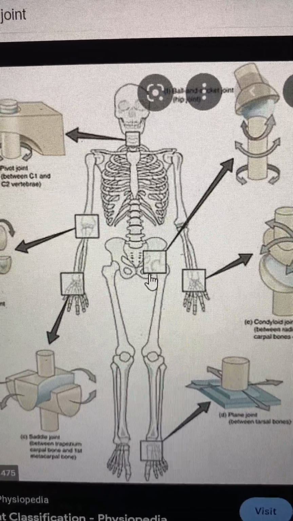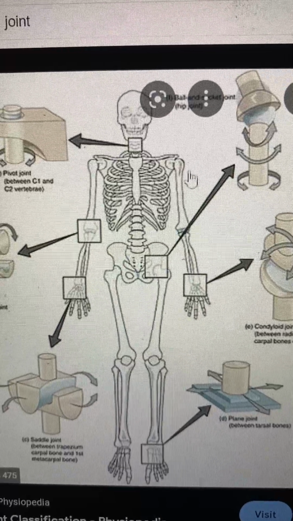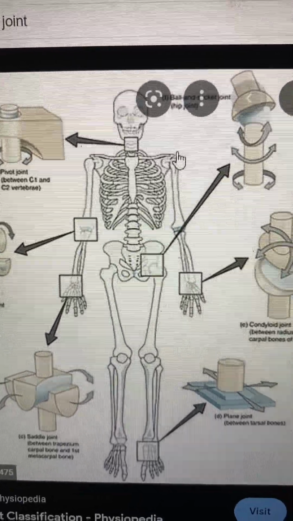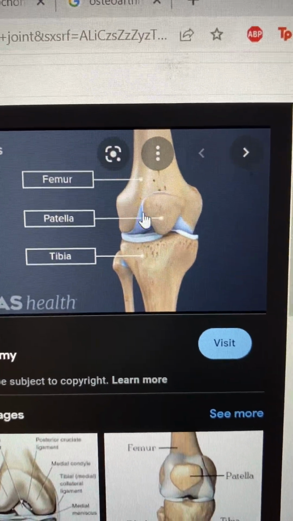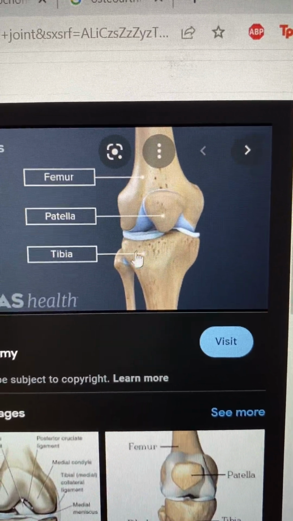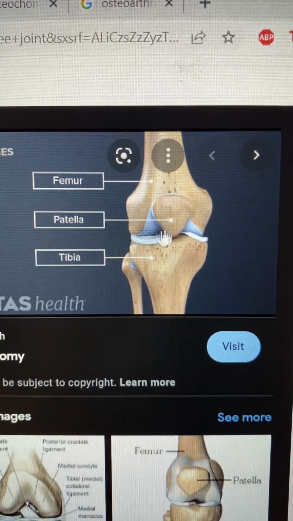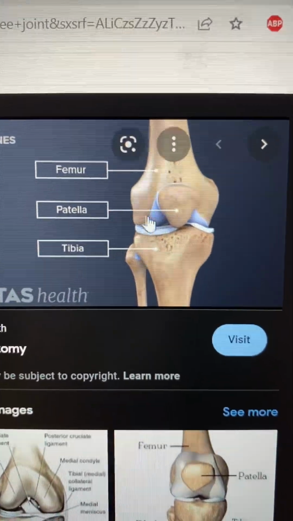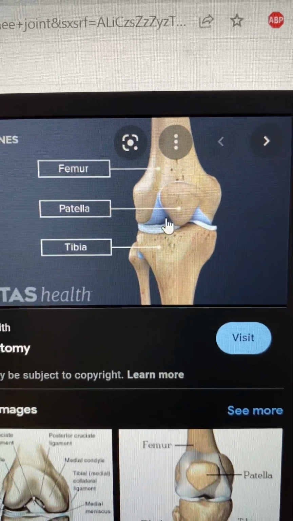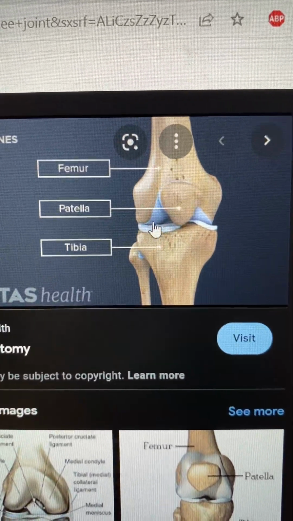Now, diarthrodial joints are the opposite. These are mobile opposing bone ends. Let's use the knee as an example, covered by articular cartilage, as we can see here, articular hyaline cartilage, and it's separated by a joint cavity. So this space here is called the joint cavity, and it's filled with synovial fluid.